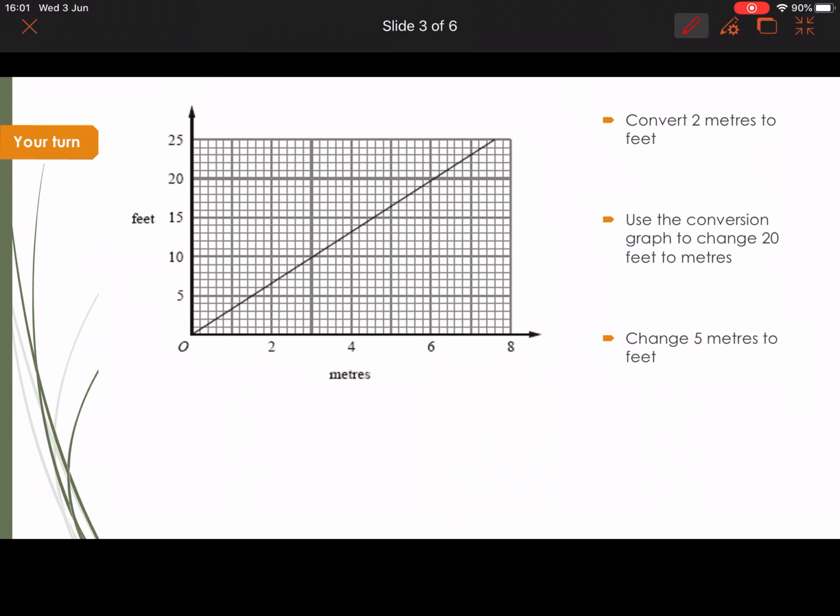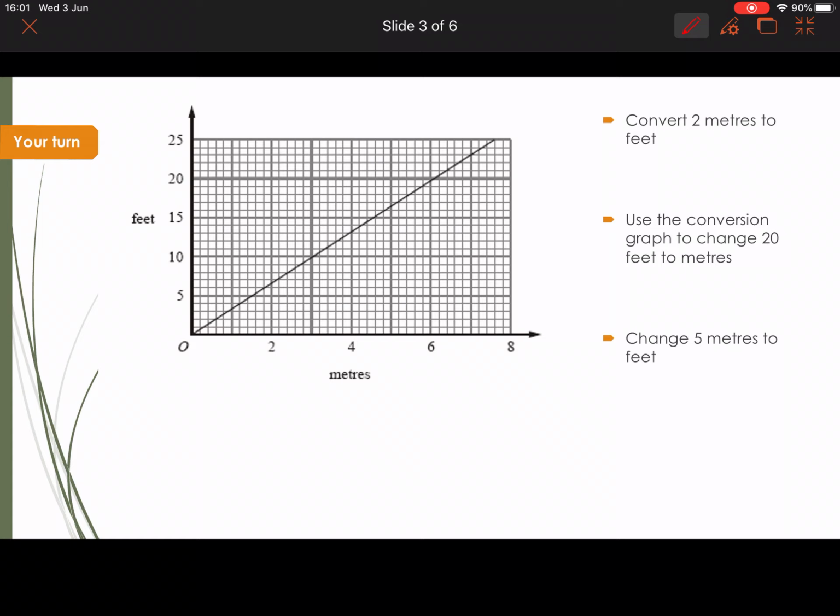This is a graph that compares meters with feet, and as you can see, the meters is going up in 2s, but the feet are going up in 5s, so you need to watch out for that. You're given 3 questions along the right hand side. Press pause and have a go, and when you're ready for the answers, press play.